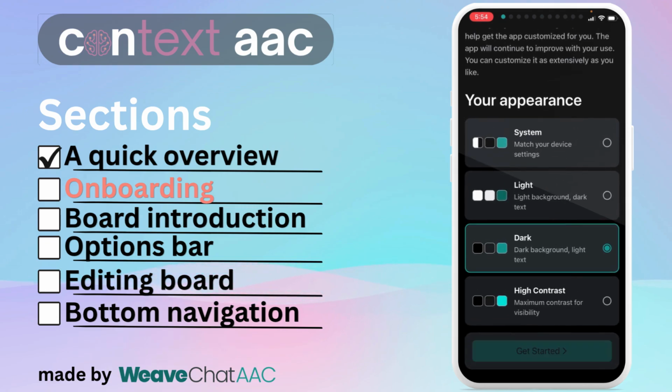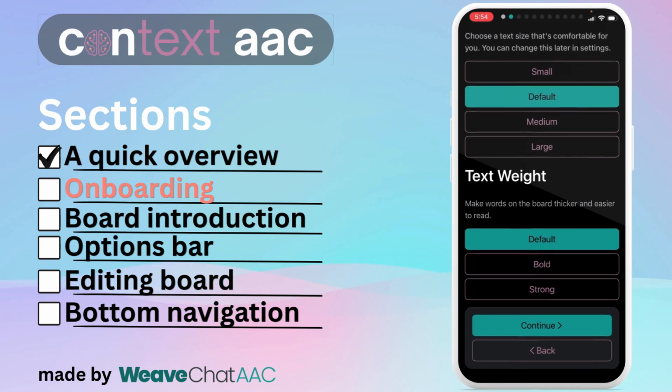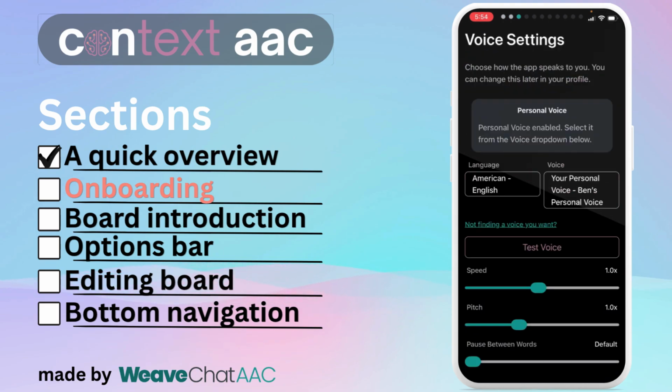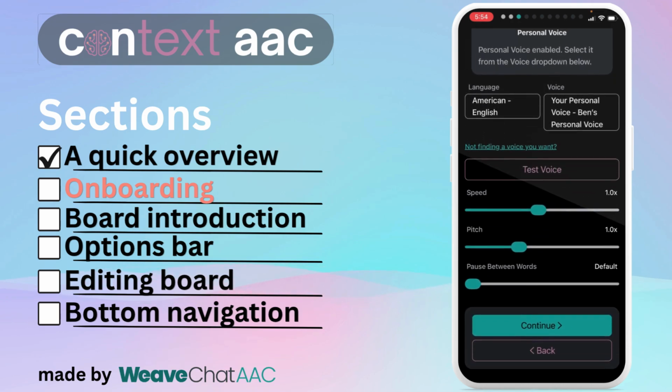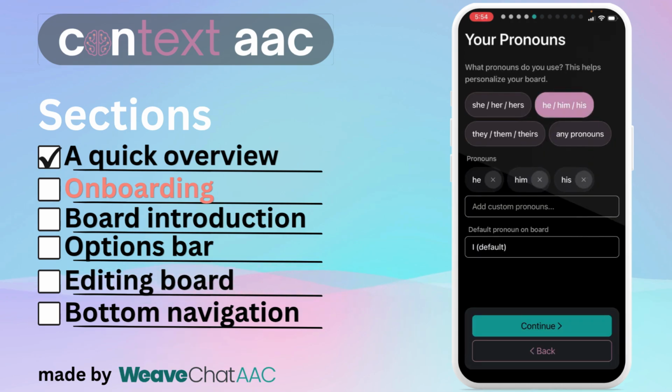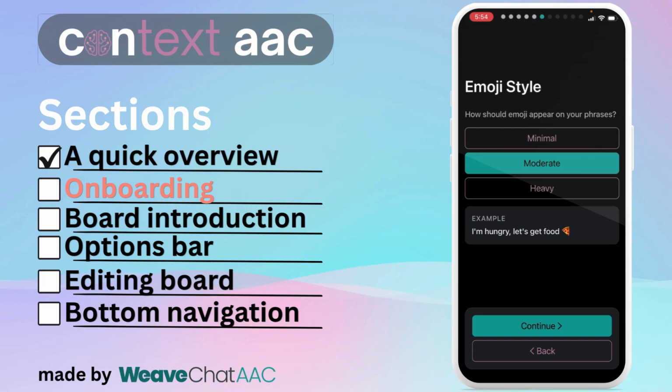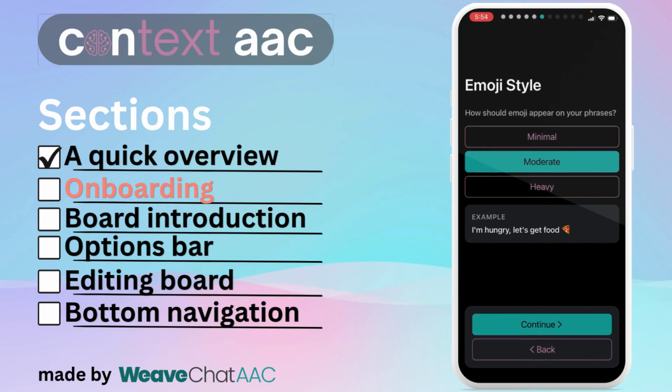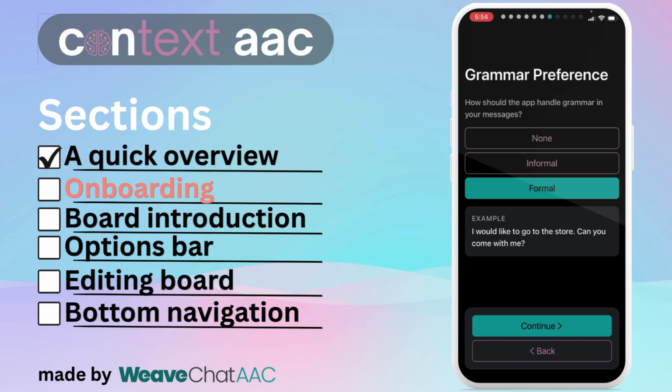So we're going to pick appearance here. You can choose your text size and text weight, voice settings, including personal voices, your name, and then we're starting to get a little bit more personalized by picking your pronouns, emoji style, grammar preferences, which come into play when the AI model recommends grammar changes.